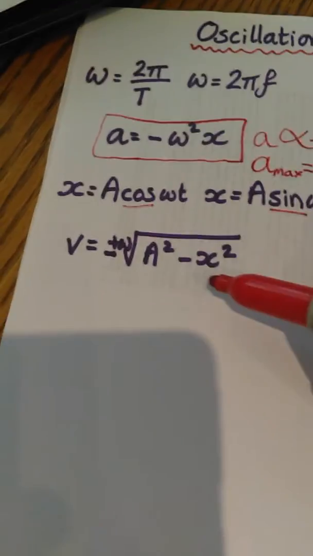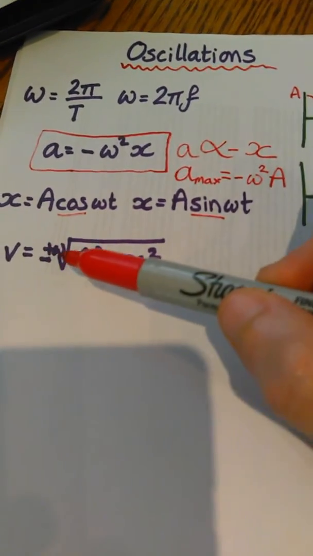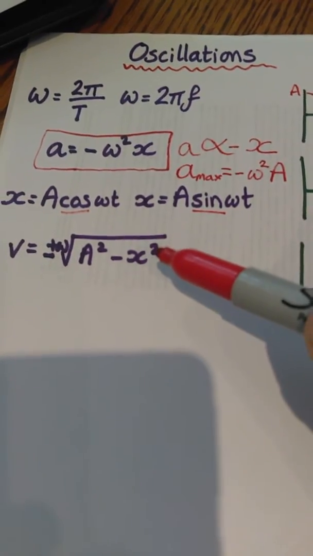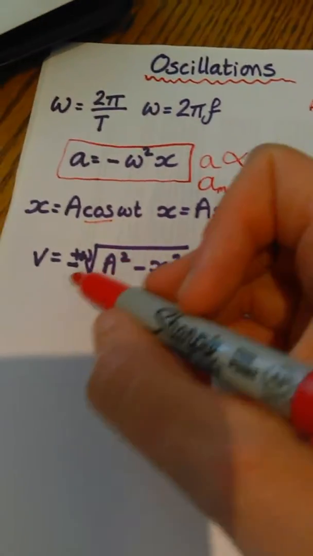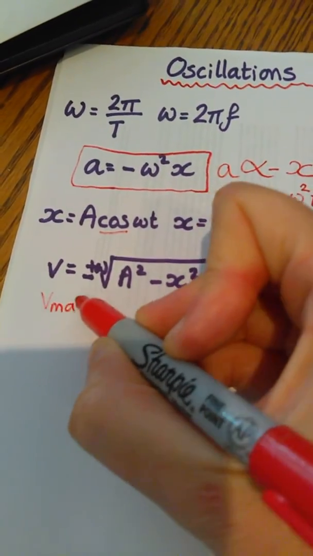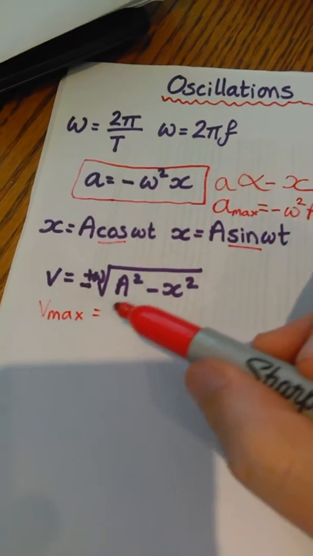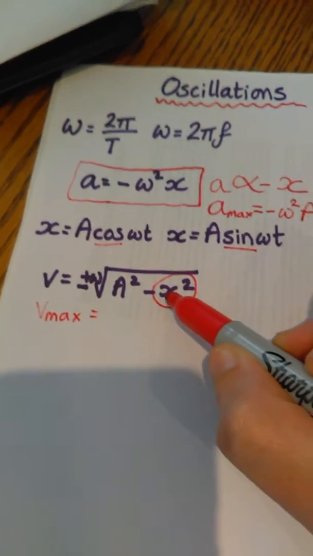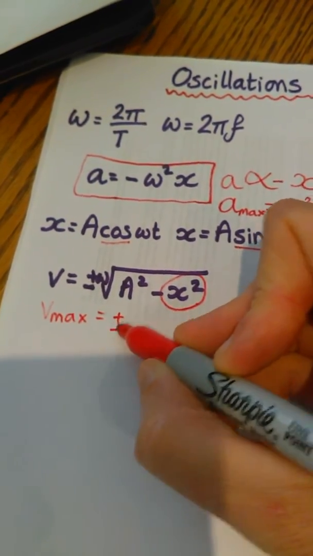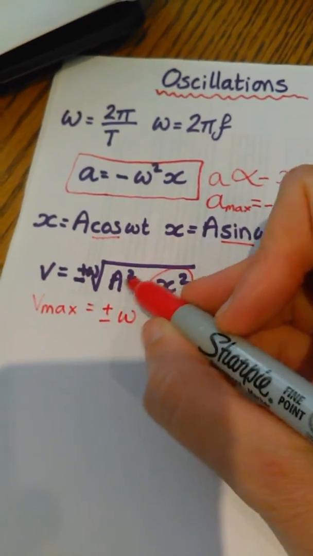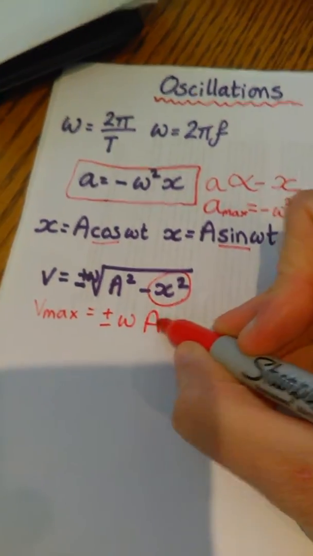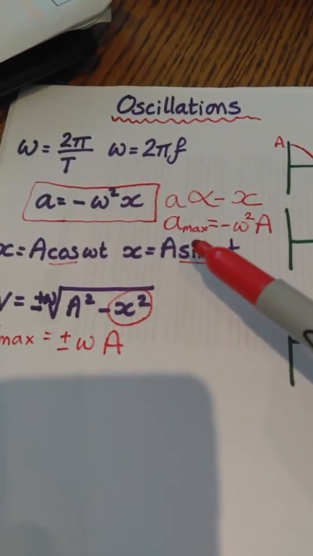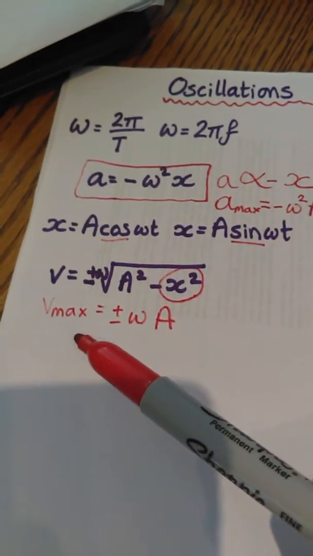The last equation here, v is equal to plus or minus omega root of A squared minus x squared. Now, A squared is amplitude and x squared, that's displacement. Quite often, when we're looking to use this equation, it's to find the maximum velocity. Now, the maximum velocity occurs when x is 0. So when x is 0, this equation becomes plus or minus omega, the square root of amplitude squared, well, the square root of amplitude squared is just amplitude. So make sure that you can change these equations to find the maximum acceleration and to find the maximum velocity.